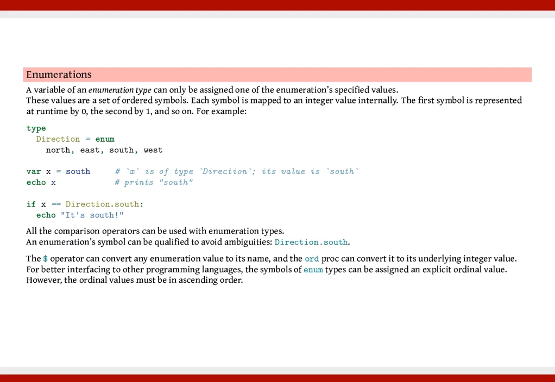if x == Direction.south: echo "it's south". All the comparison operators can be used with enumeration types. An enumeration's symbol can be qualified to avoid ambiguities: Direction.south. The $ operator can convert any enumeration value to its name, and the ord proc can convert it to its underlying integer value. For better interfacing to other programming languages, the symbols of enum types can be assigned an explicit ordinal value. However, the ordinal values must be in ascending order.